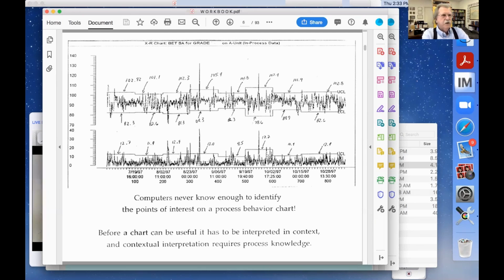The software doesn't know your context. The software can't. Let the software create the charts. Don't let the software interpret the charts. You have to interpret the charts in context. And that's what software cannot do for you.